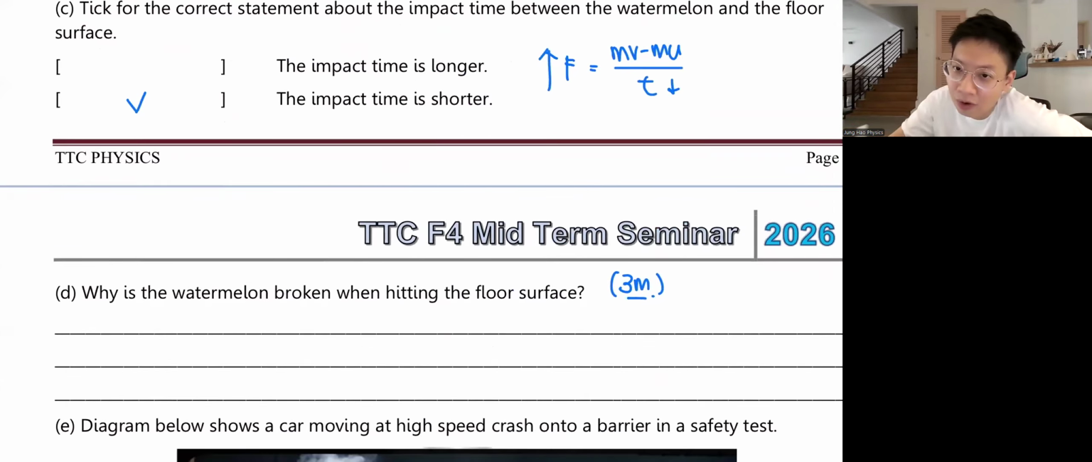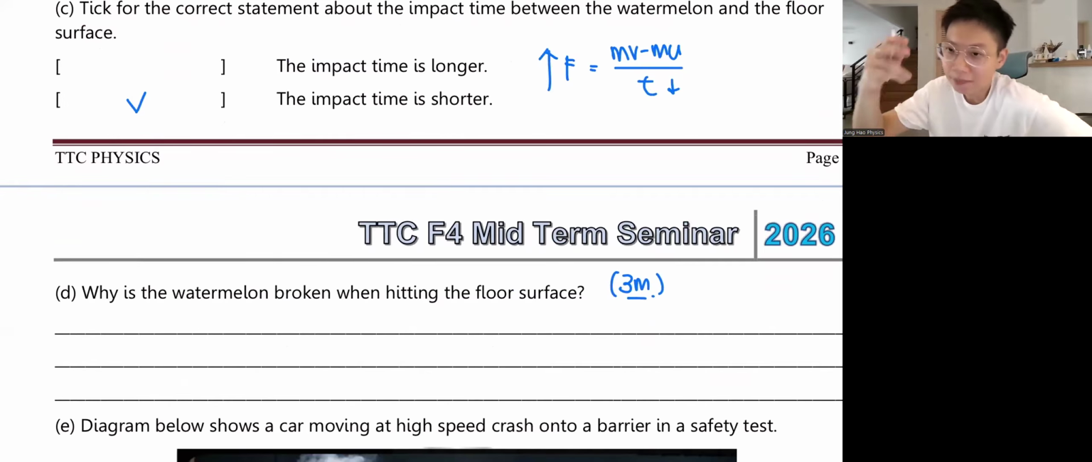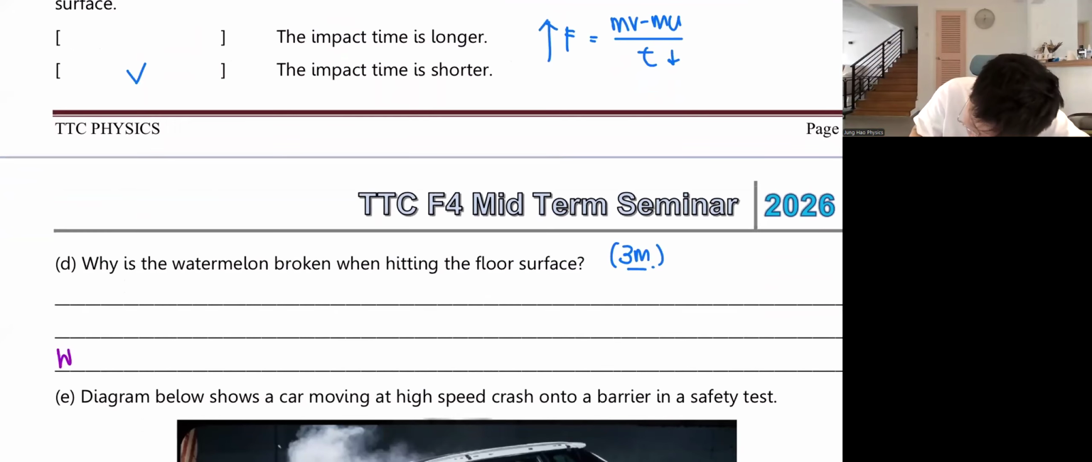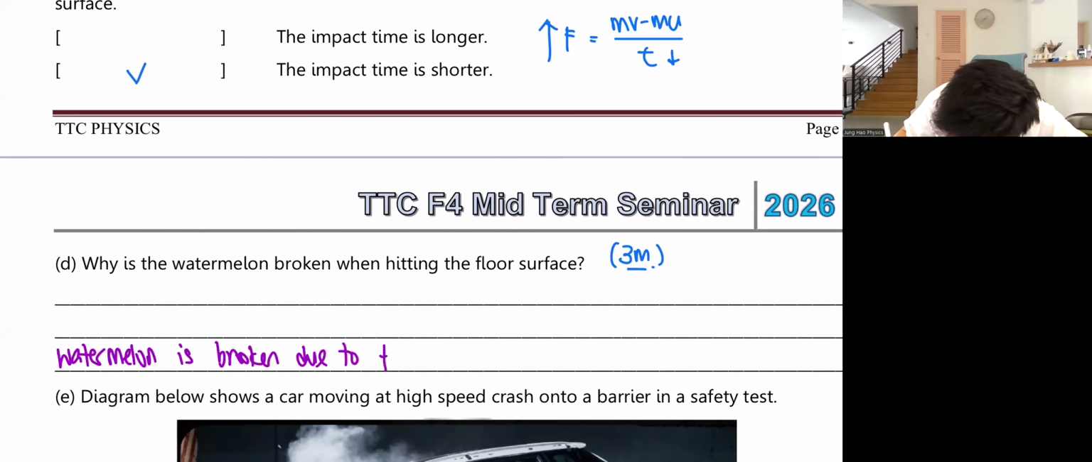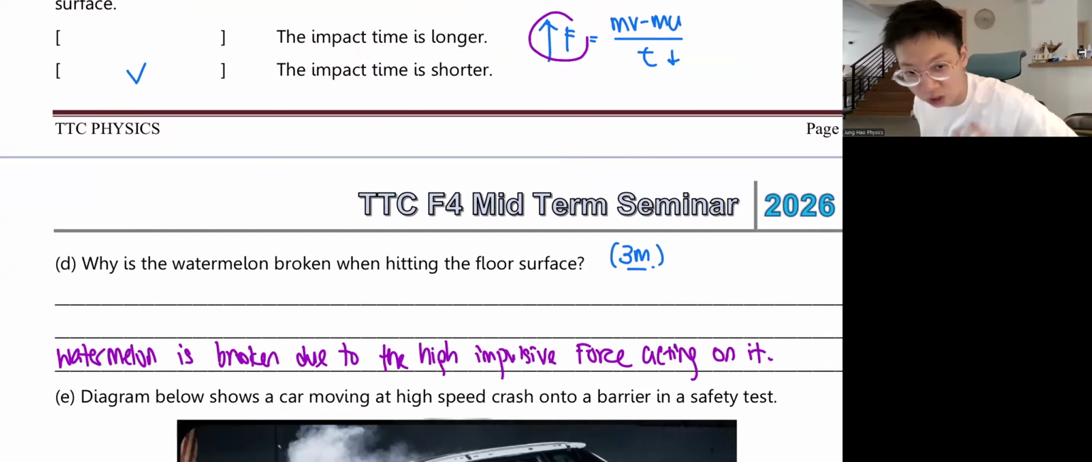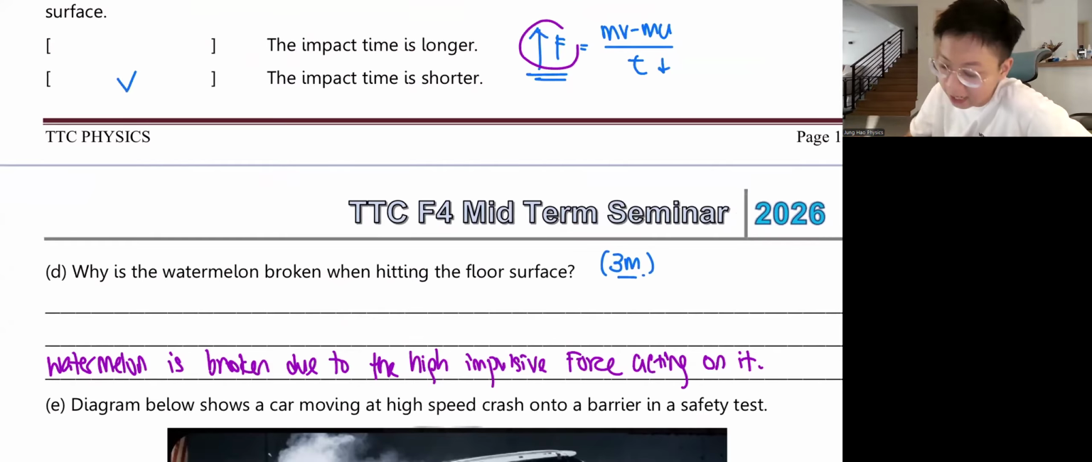Because our final answer, sometimes you can think terbalik, means you can reverse your answer. I know that the watermelon is broken, so I write the third one. So finally, the watermelon is broken due to the high impulsive force acting on it. So the impulsive force must be higher. So the watermelon is broken due to the high impulsive force. So we know that the force is high already.